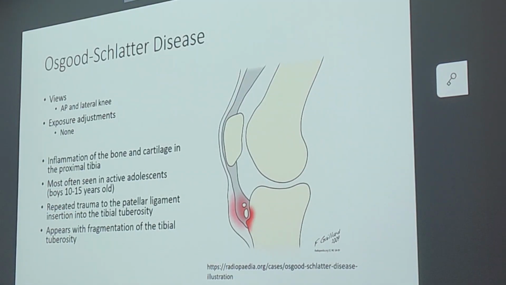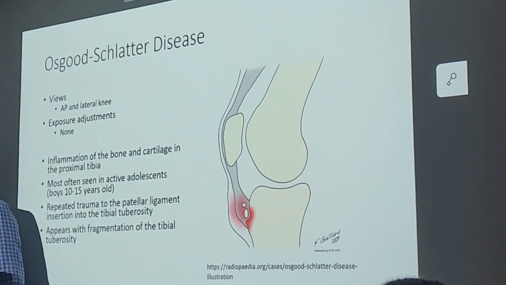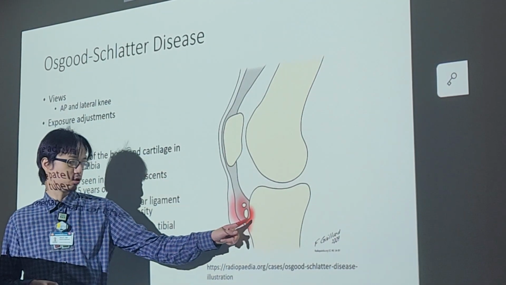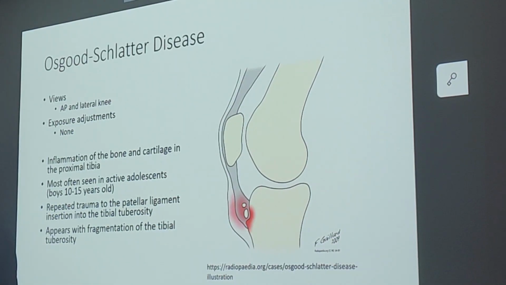So the ligament, right, keeps getting pulled or keeps getting damaged, and it becomes inflamed. And eventually, what happens is that, kind of like an avulsion fracture, it pulls off fragments of this tibial tuberosity. So we get this fragmentation of the tibial tuberosity. This is very common in kids, like teenagers, who are active, right? Because they do end up using their legs a lot.